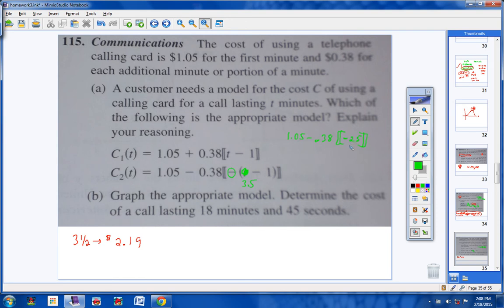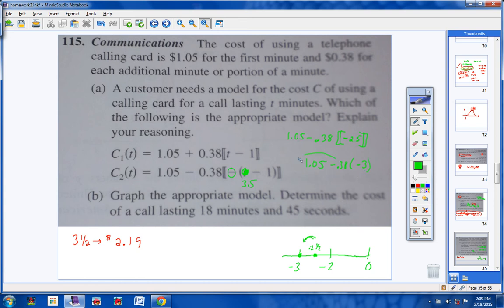Some of you are already thinking that negative 2.5 changes to a negative 2. No, it doesn't. Go to your number line, guys. Here's 0 over here. Here's negative 2. Here's negative 3. Right here's negative 2.5. What I said, always go to the left. So if I'm at negative 2.5, the next greatest integer to the left is negative 3. So now I have $1.05 minus 0.38 times negative 3. And guys, that works. A negative times a negative is a positive.